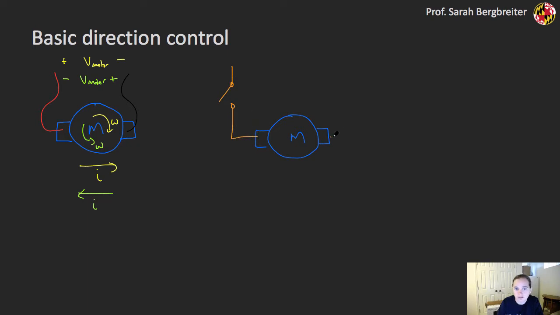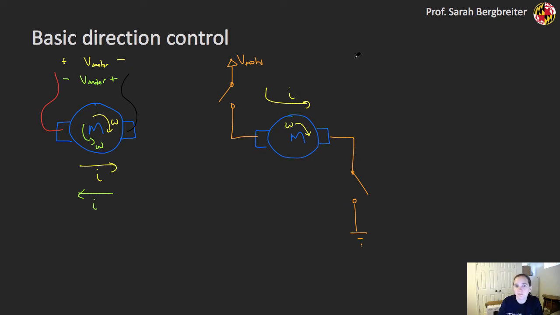in this direction and then another switch in this direction, right? If I close both of those switches, and this connects to ground and this connects to V motor, I'll actually get current flow in the first direction here. So I have current flowing this way and I have a rotation of my motor that looks like this.